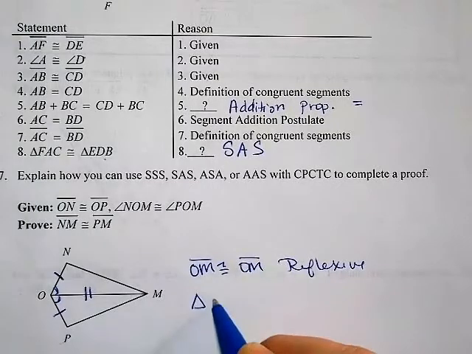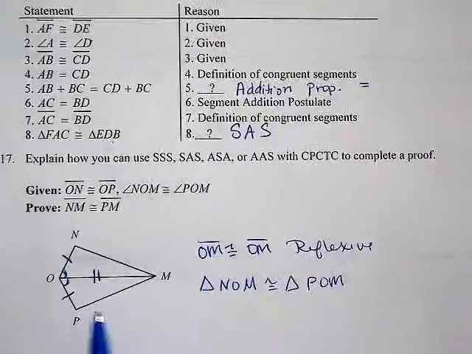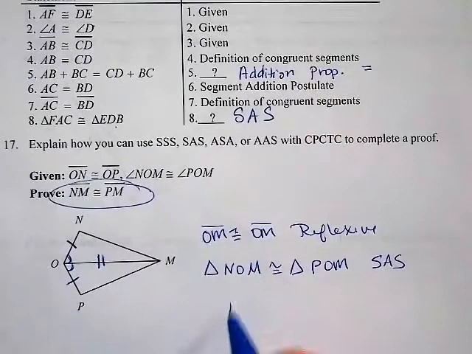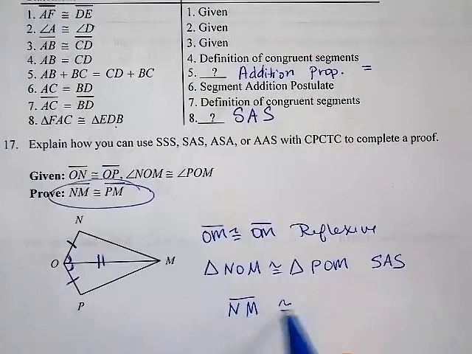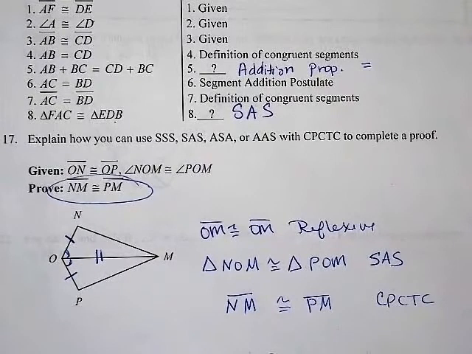OM equals OM. What reason are we going to use to prove they're congruent? But we're trying to prove NM is congruent to PM. That's what we're trying to prove. So what can we do for that? John, here you go. Corresponding parts of congruent triangles are congruent. So you have to prove the triangles are congruent, then you can prove that their parts are congruent.